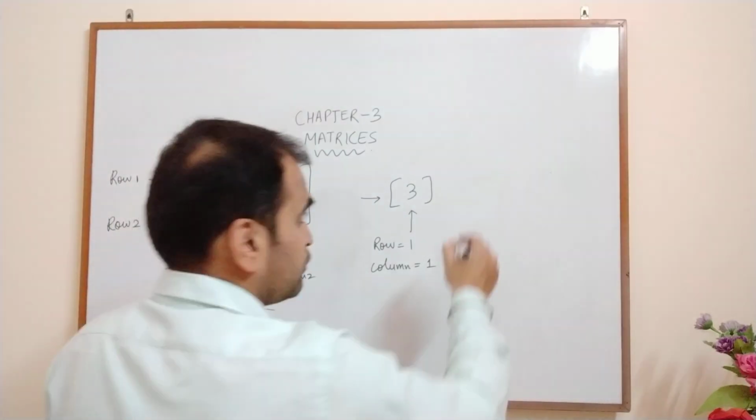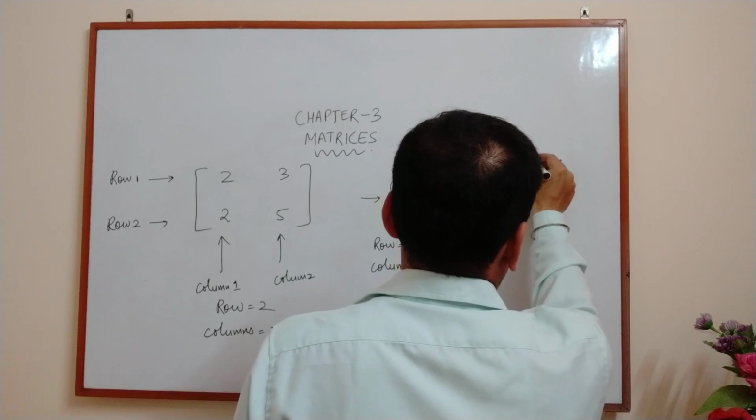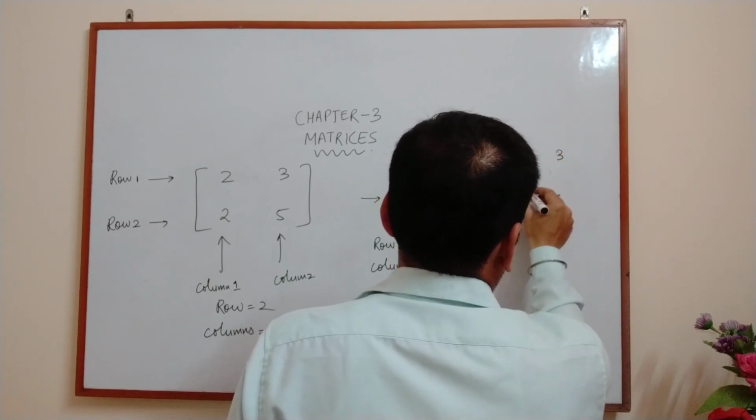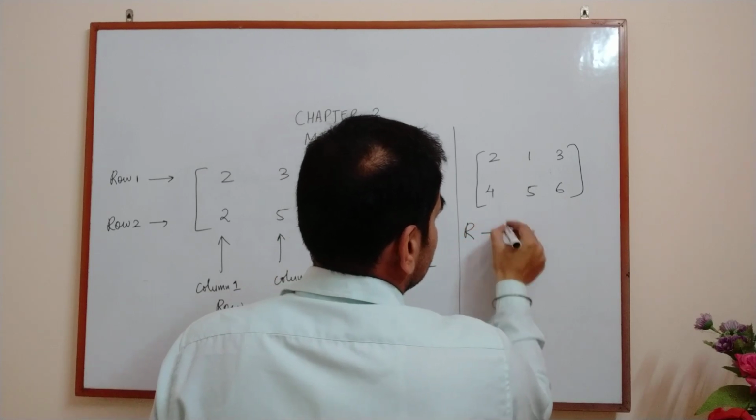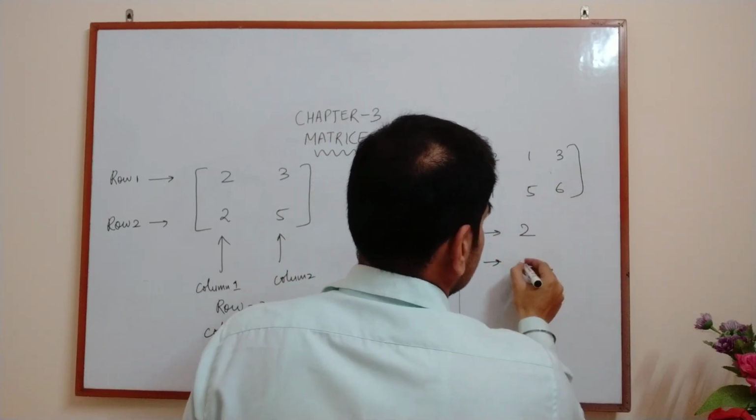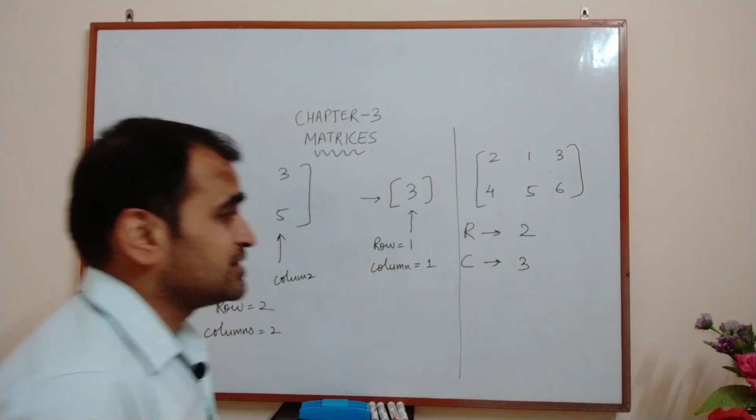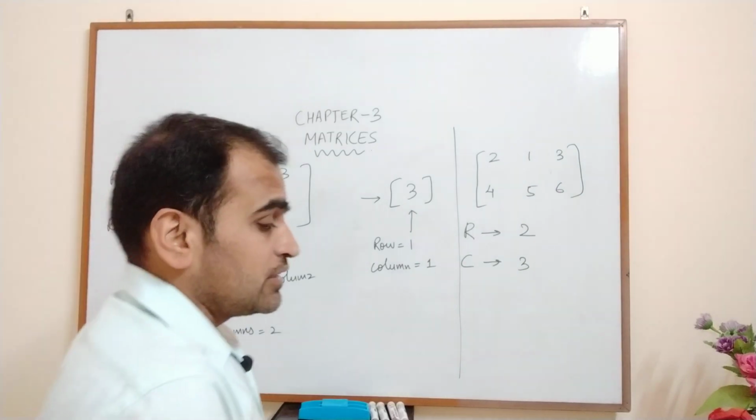Fine. Maybe if you have another matrix, suppose you take an example, 2, 1 and 3, 4, 5 and 6. So how many rows are there? The number of rows is equal to 2 and the number of columns is equal to 3. So horizontal lines represent rows and vertical lines are called columns.